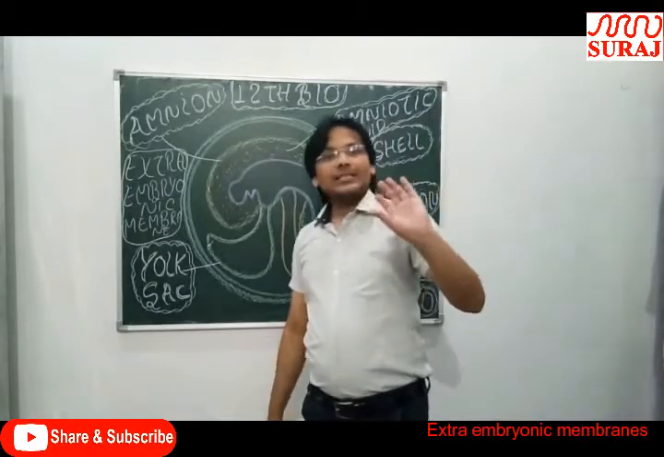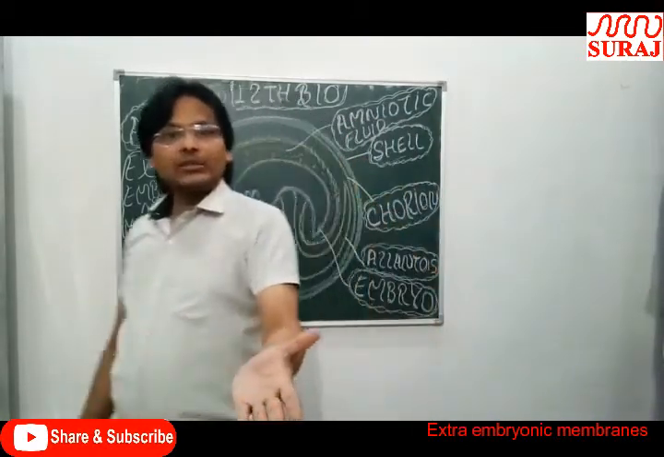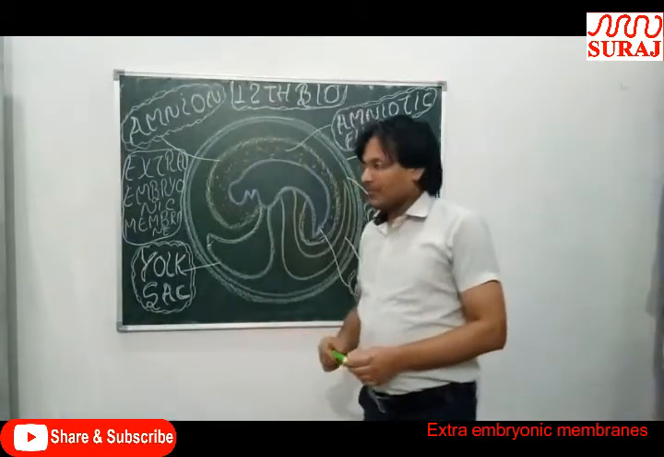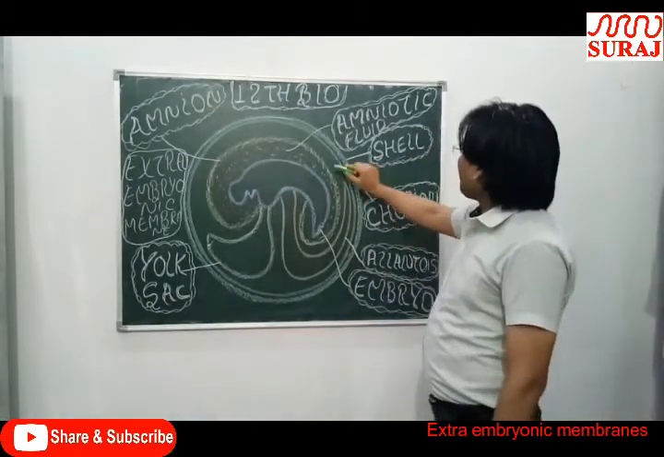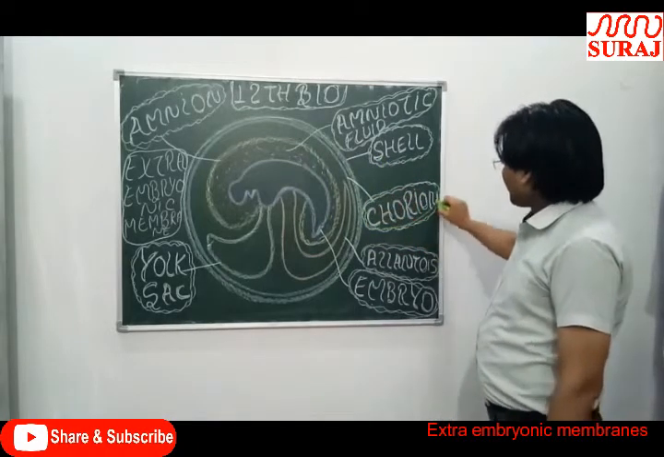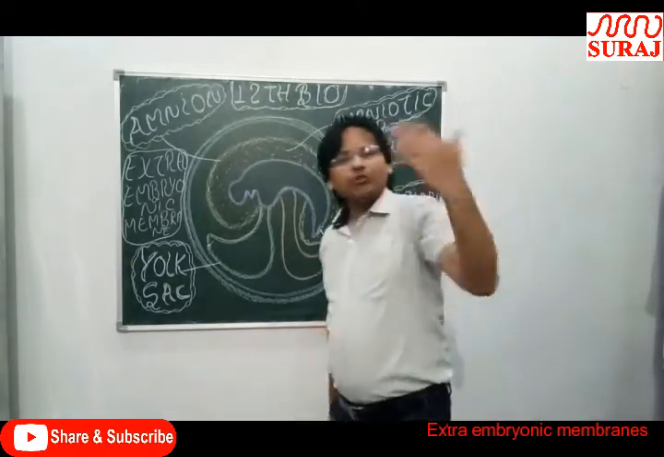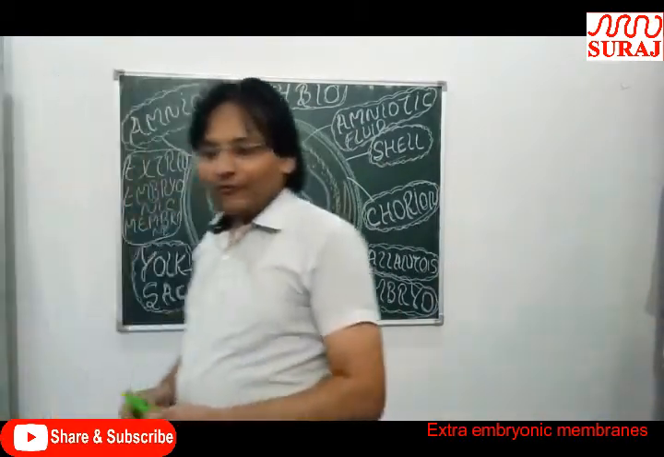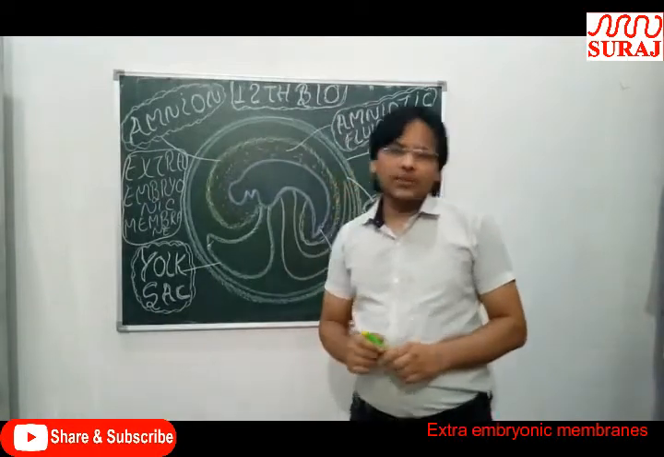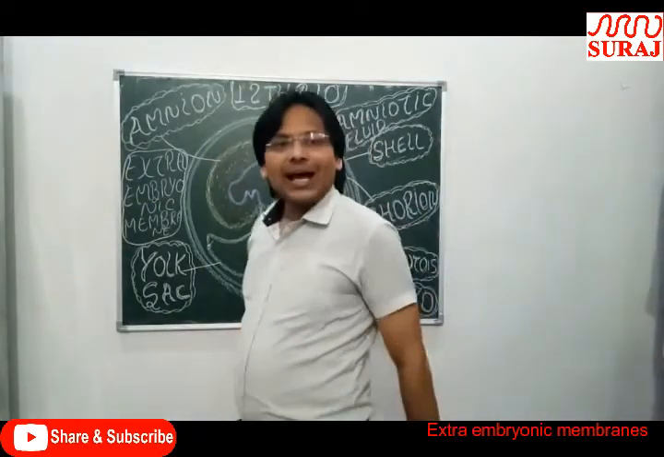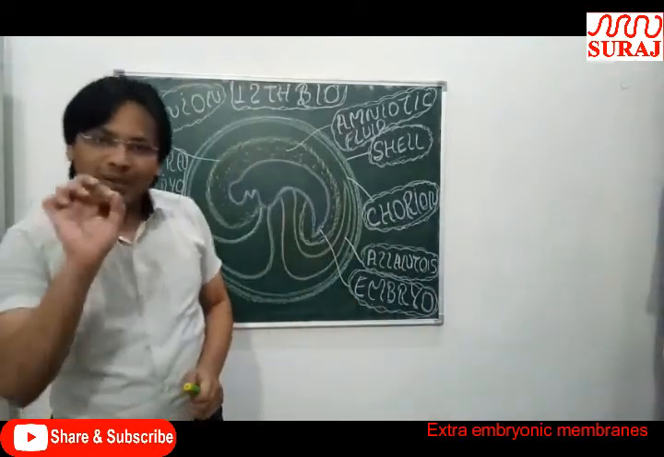Means ऐसी membrane जो embryo के around में है, चार अलग अलग टाइप की, that is known as extra embryonic membrane. Out of these, the first membrane after the cell is known as chorion. Chorion is the outer layer around the embryo. What is the function of chorion? That is important. Chorion forms villi and other fetal parts of placenta.